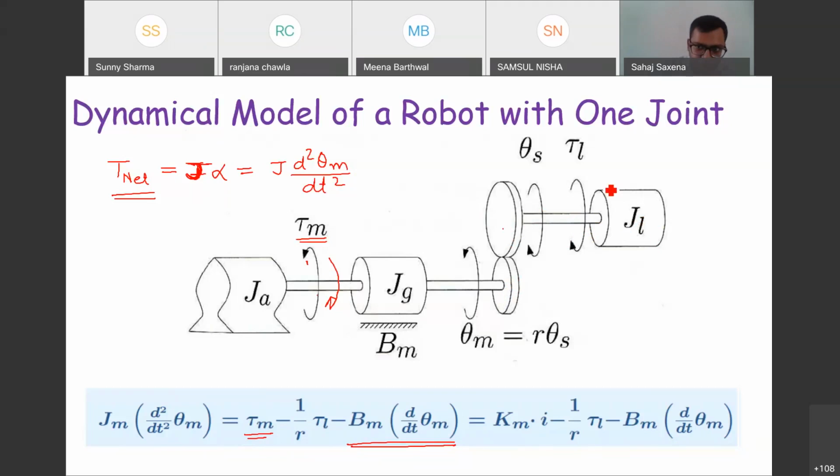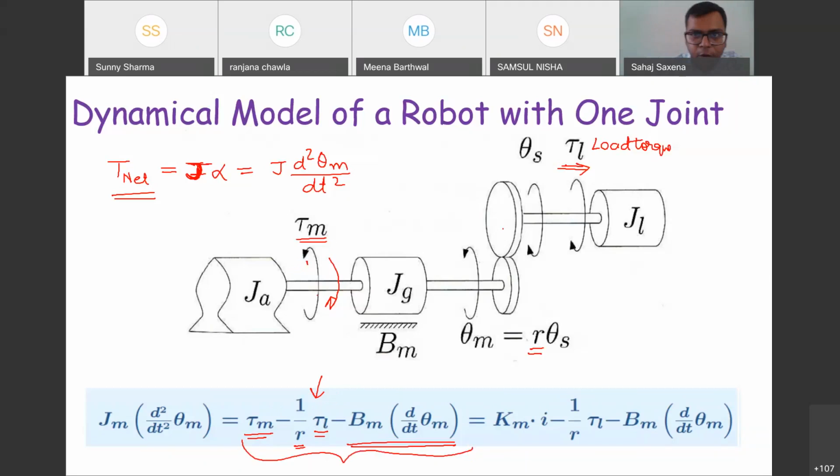So this produces a torque tau L, which I will call the load torque. Because of the load, there will be a torque. When I transfer this load torque through a gear, it will be divided by the gear ratio, that is R. So we have tau L divided by R. This is again an opposing torque which will be subtracted from the total DC motor torque. Okay, so this is the torque.